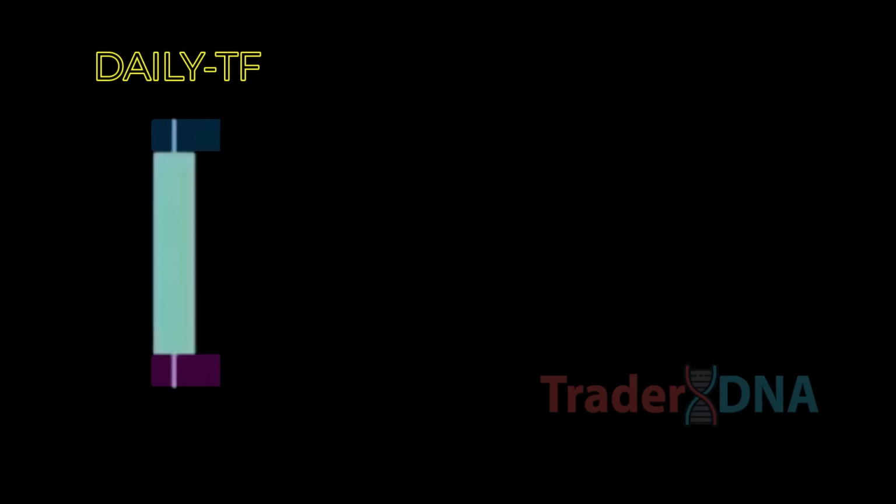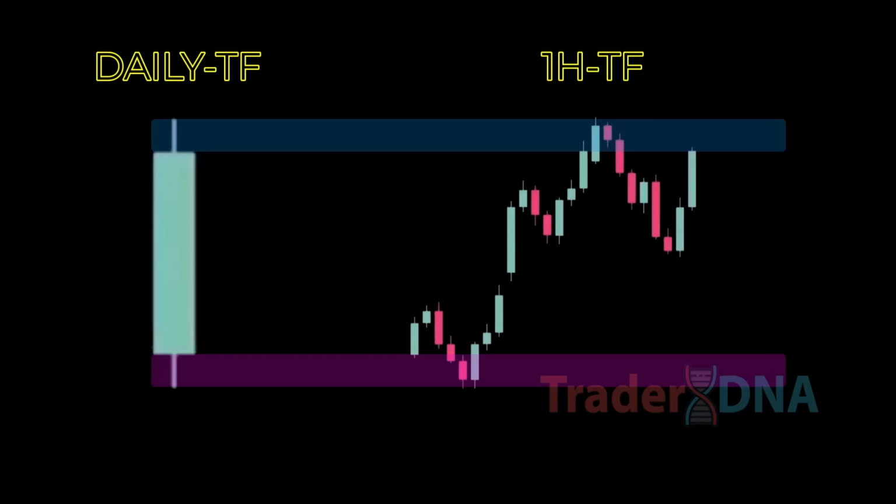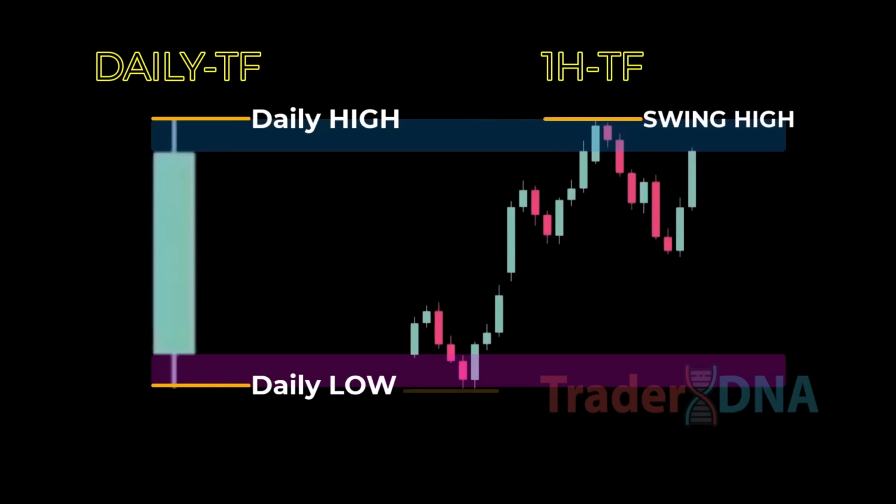Look at this daily candle, but now view it on the 1 hour time frame. Notice the wicks, that daily high and daily low. On the lower time frame, those exact wick points become swing highs and swing lows. That means this one daily candle contains its own internal structure, its own isolated range. It's like a complete mini market, hidden inside a single candle.